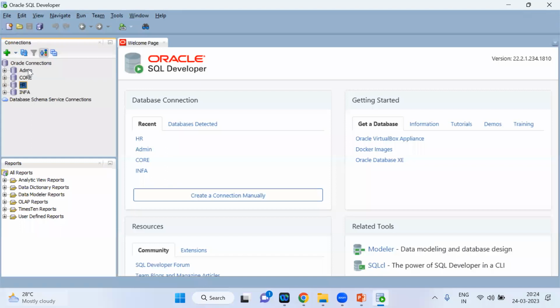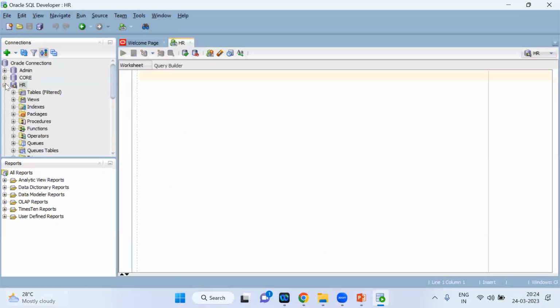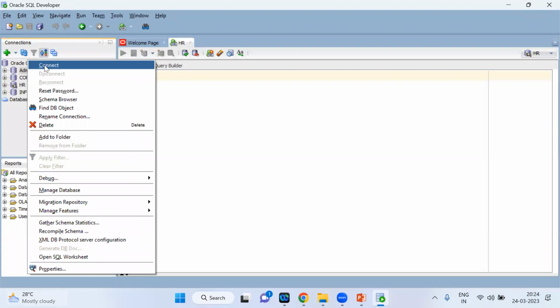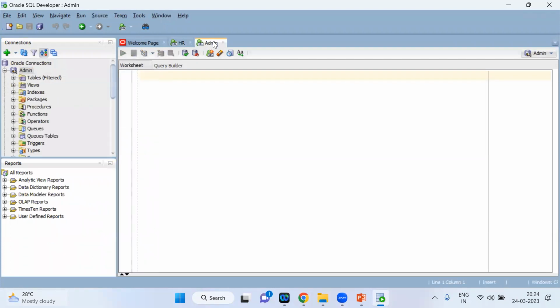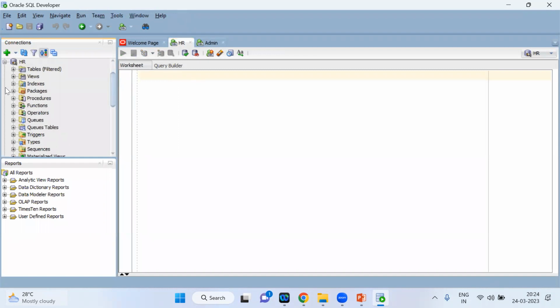Or if you want to get connected to the admin schema, you will right click on this admin and say connect. So the admin schema will be connected. Now the HR schema is major. Some inbuilt tables are there in this HR schema. So what tables are there in this HR schema? We have so many tables.